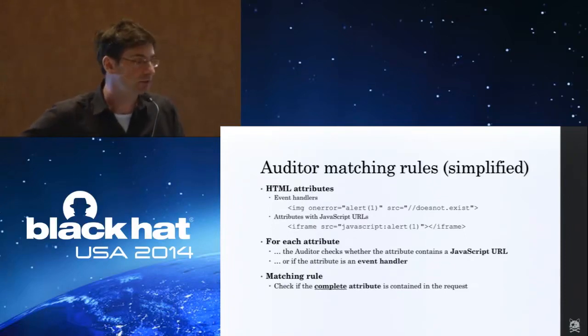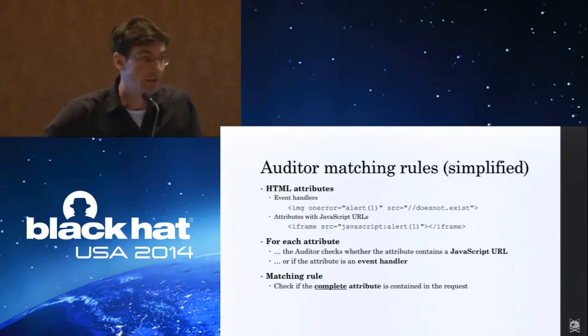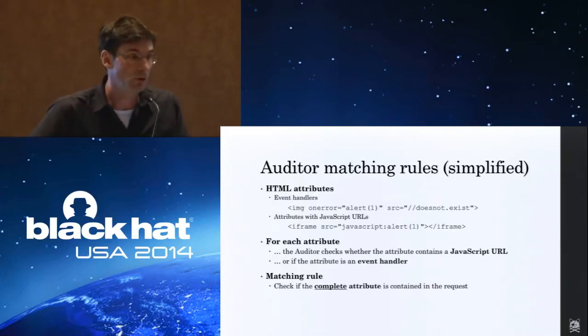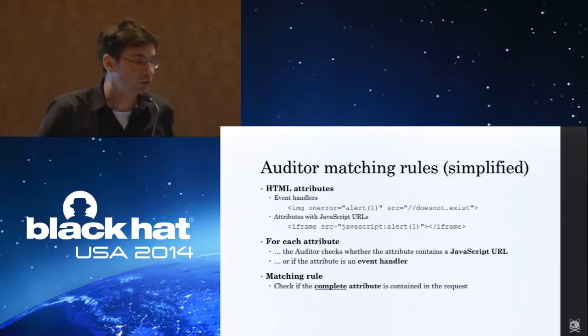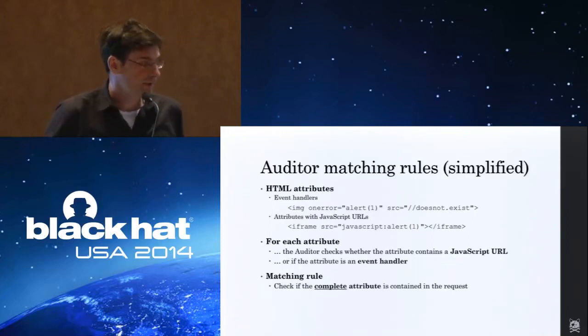So there are two classes of HTML attributes that can carry JavaScript. For one, you have the event handlers, something like onerror, onload, and so on. And you have attributes that carry URLs, because there's the javascript: pseudo URL scheme, which causes the browser to execute JavaScript directly. So all src and href attributes and all onerror and other event handler attributes invoke the auditor.